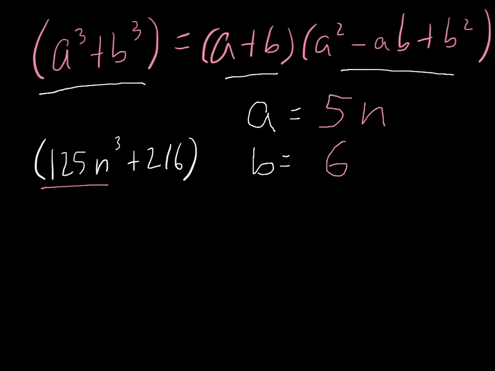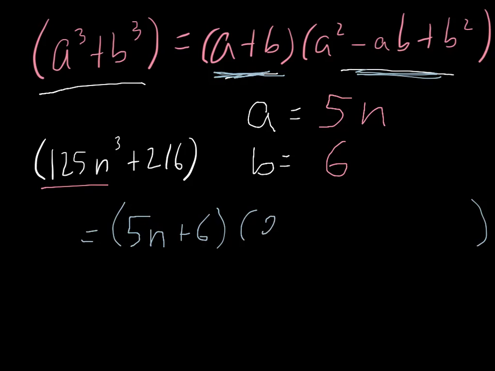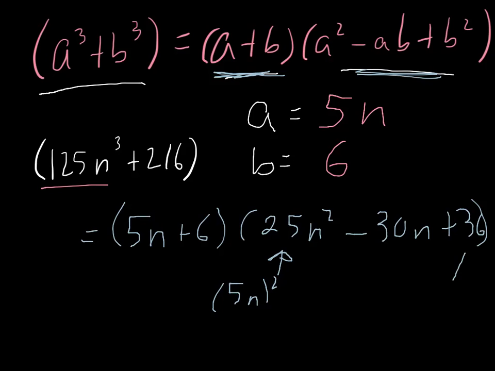So now I'm just going to copy, essentially, this factorization formula from the top, substituting in my values of a and b respectively. So a plus b now is going to be equal to 5n plus 6. Now my a squared is going to be 5n squared, and 5n times 5n is 25n squared, minus a times b, so that's 5n times 6, which is minus 30n, plus b squared, which is 6 squared, plus 36. Again, understanding that this whole piece here is 5n all squared, and this piece right here was 6 all squared, and the minus 30n came from 5n times 6.